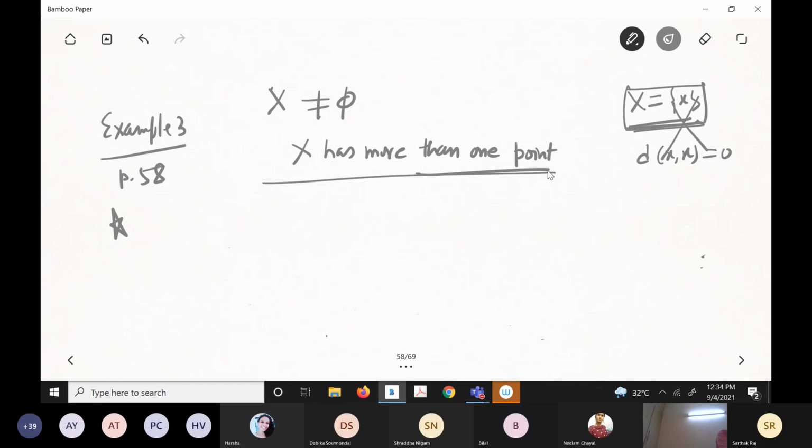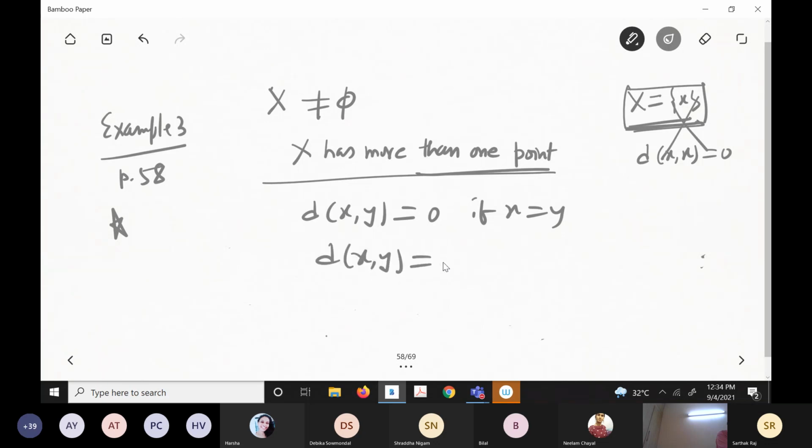Now look, I give this definition: d(x,y) equals 0 if x equals y, and d(x,y) equals 1 if x is not equal to y. Look, you can easily check that d is a metric on X.